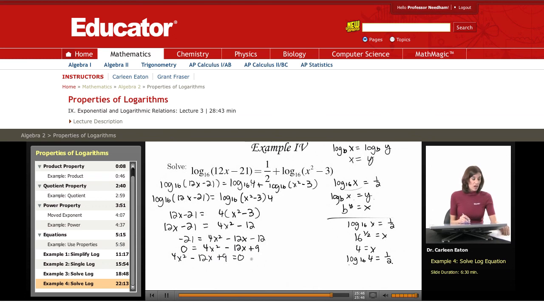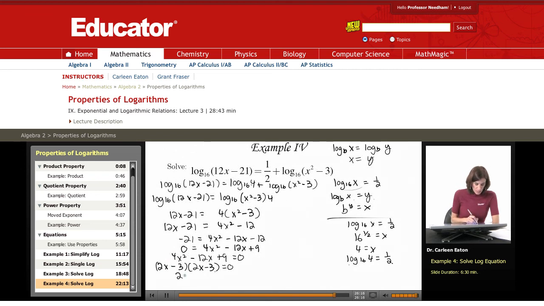Now this is just a matter of solving the quadratic equation. And this is actually a perfect square. It's 2x minus 3 times 2x minus 3 equals 0. And you could check this out to see that 2x times 2x is 4x squared. 2x times negative 3, that's negative 6x, plus negative 6x is negative 12x. Negative 3 times negative 3 is 9.